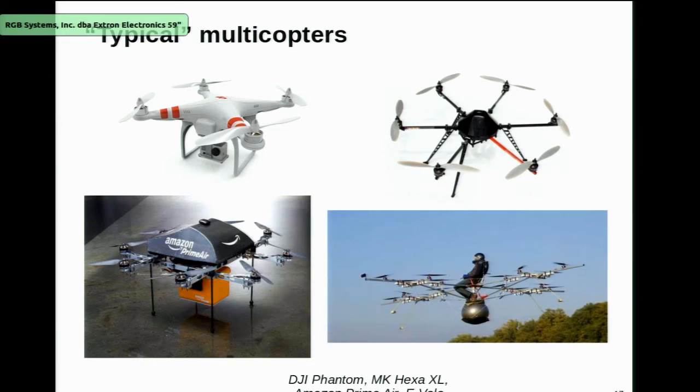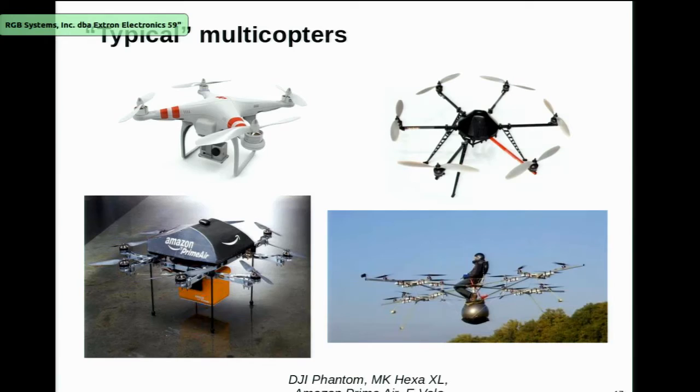So the quadcopter is simple, it's cheap, but if you add more propellers, 6, 8, or in this case 16, the failure of any individual part matters less to the total system. That's the thinking. But of course, it comes at a cost.